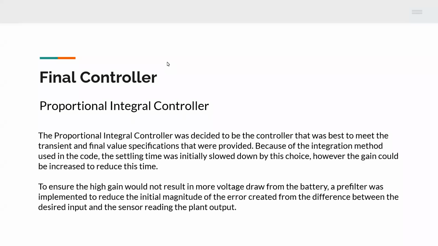But in order to meet the settling time specification, we had to increase the gain. And then because of the high gain, we also had to add a filter to decrease the overshoot and the high voltage output.